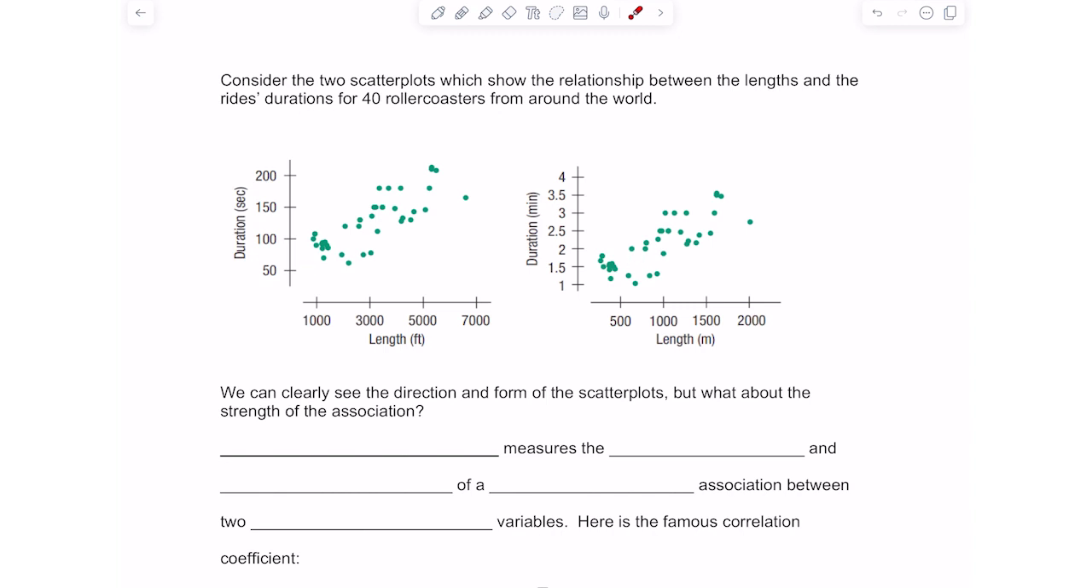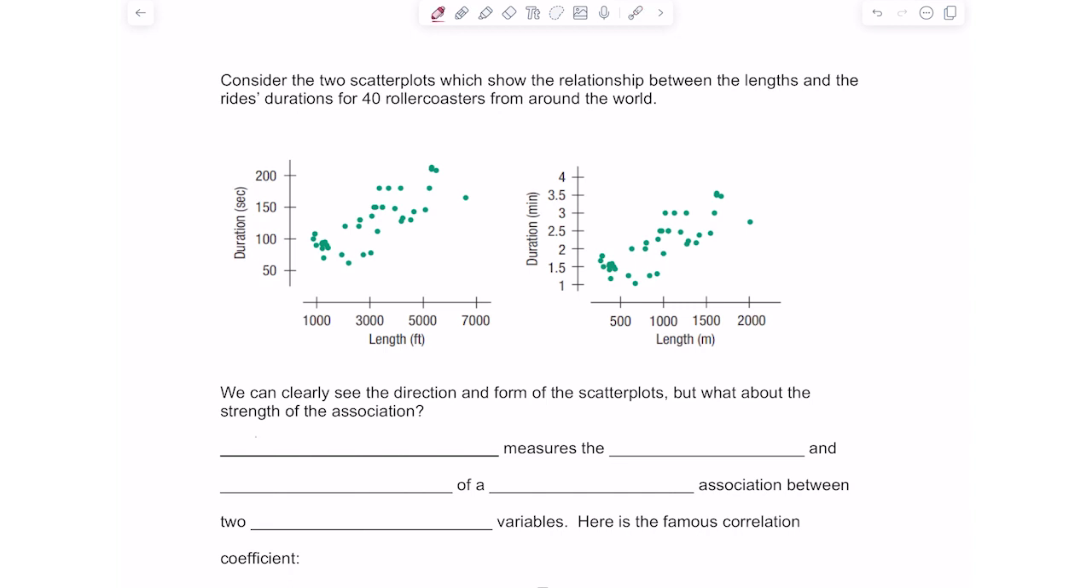Notice that when I change the axes' scales, the scatter plot, the form, and the direction did not change, okay? So we can clearly see the direction, which is positive, and the form, which is fairly linear, of both scatter plots. But what about the strength? Like, how strong is their relationship?